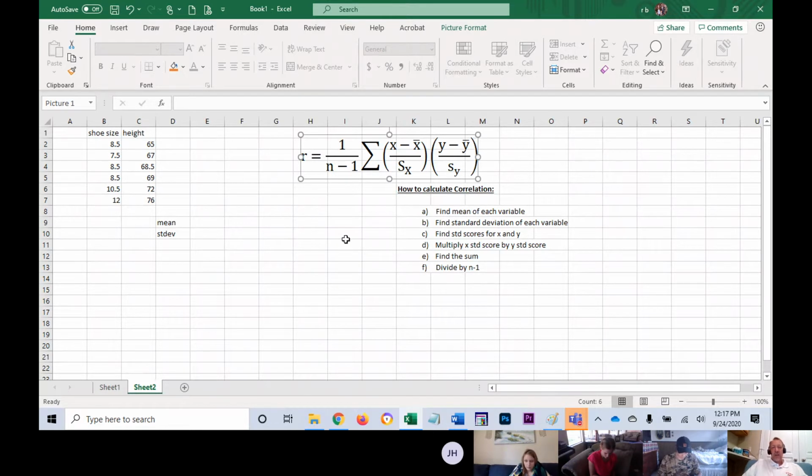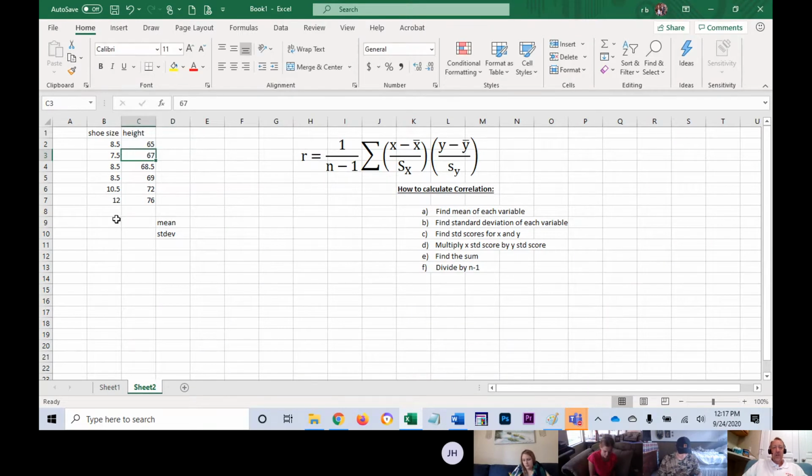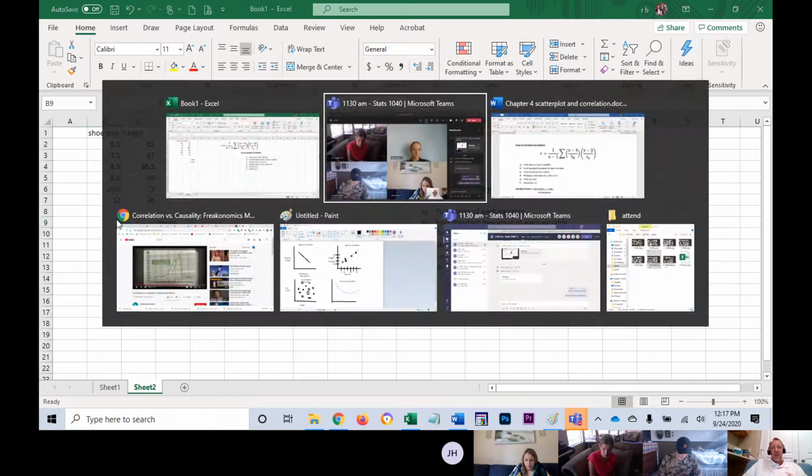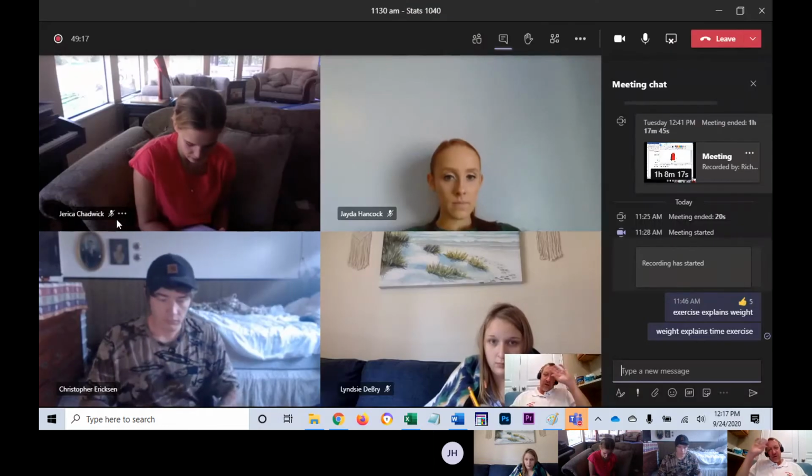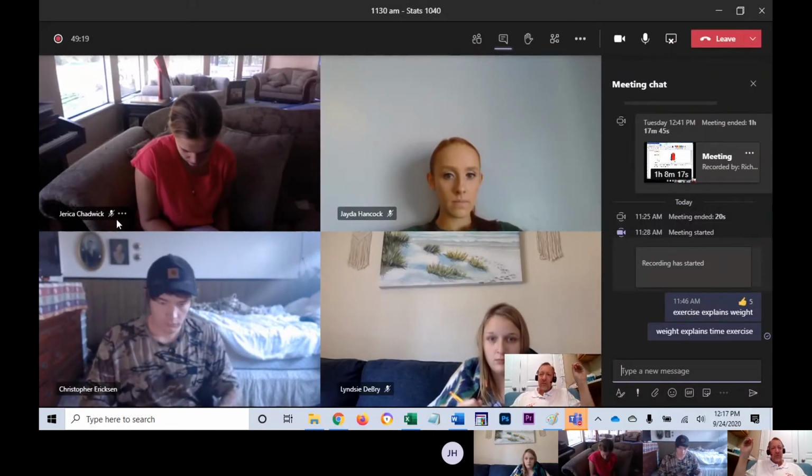So we're going to go over this, and we're going to find out if the shoe size and the height have a strong correlation, okay? Now, let me just mention this. There's only 4 people here. I don't know why we have so few people here.